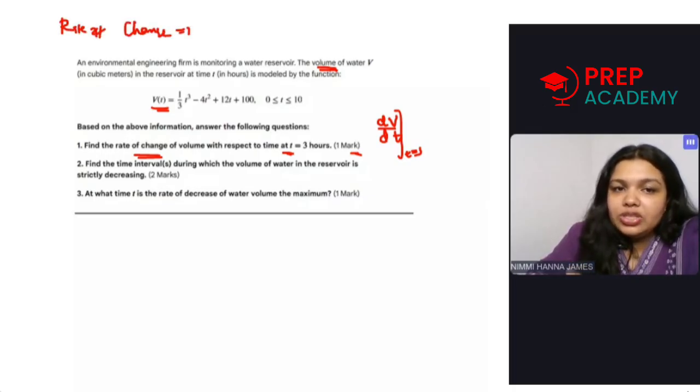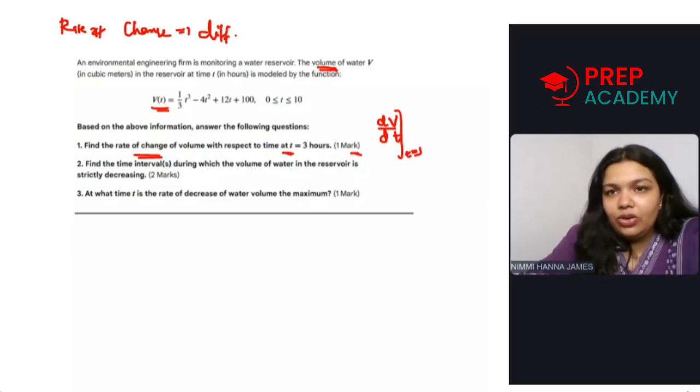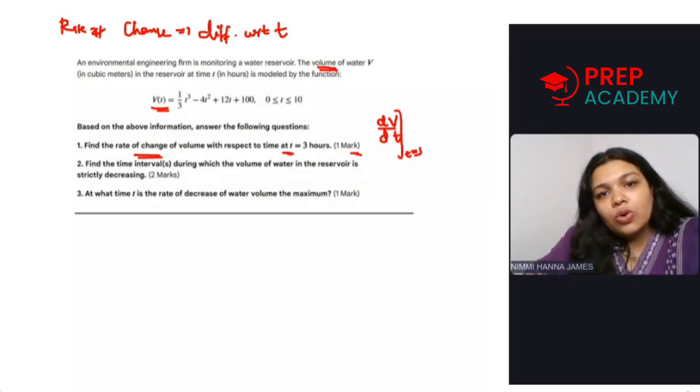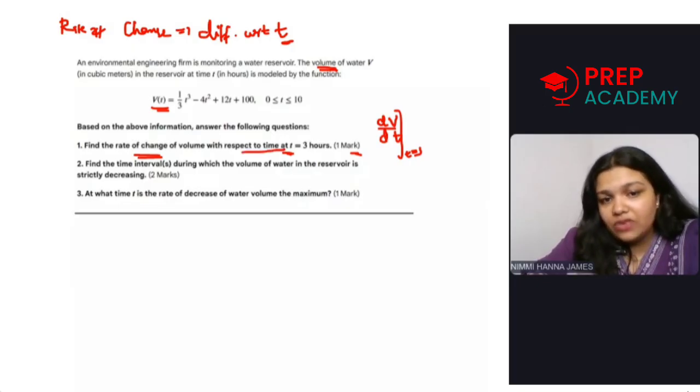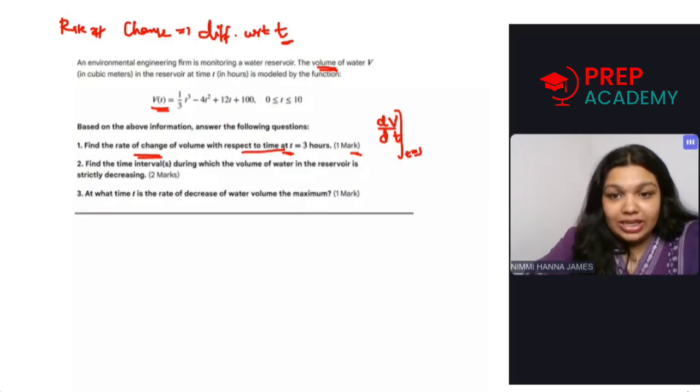How to find the rate of change? Just differentiate the function. If nothing is mentioned, like with respect to what, you can always differentiate it with respect to t. Rate means speed, and speed is distance by time, so it is with respect to time we are calculating. Unless the question says to differentiate with respect to distance, you have to differentiate with respect to t. So here it is d by dt, dV by dt.